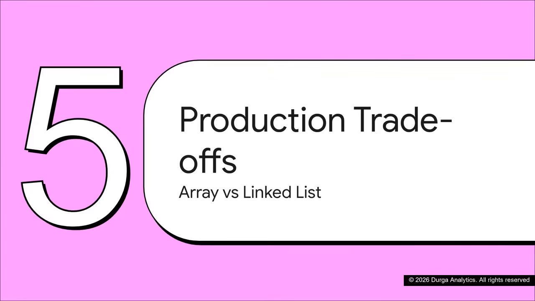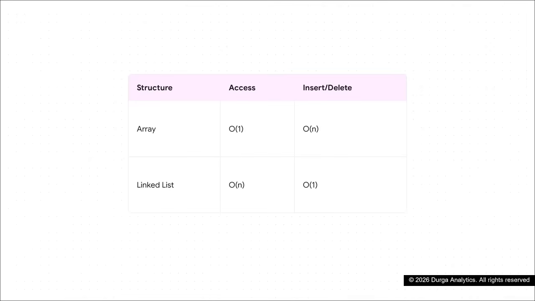All right, Section 5, Production Trade-offs. Now, what's really interesting about this is where we shift from raw mechanics to how we actually make architectural choices in our day-to-day jobs. Looking at these contrasting profiles side by side, the general rule of thumb is this.